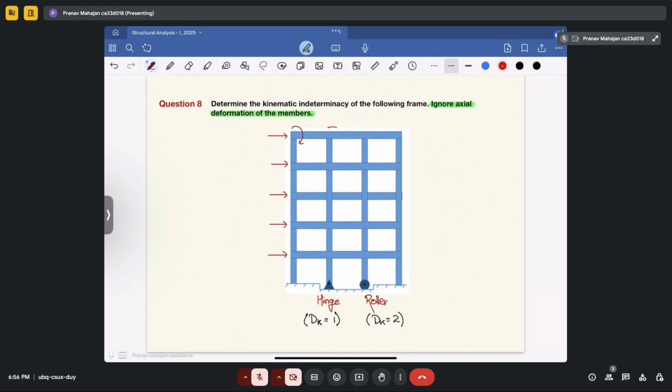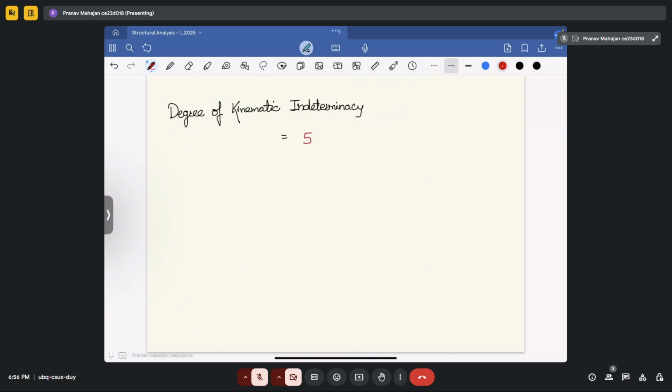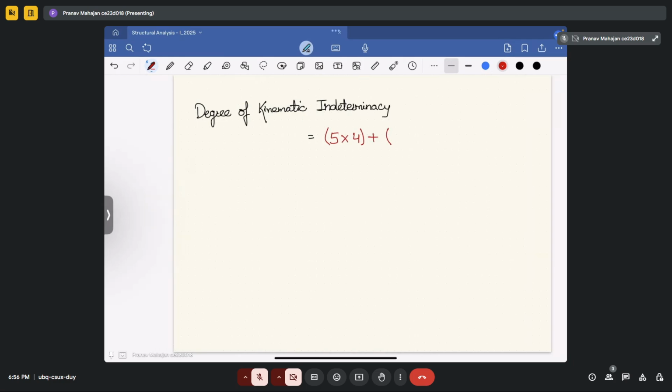So let me mark them at the joint, then it will be easy to understand. So yeah, at each joint you will observe one moment like this. So for every floor you are experiencing four unknowns due to moment. So these unknowns are for kinematic indeterminacy. So you are having five number of floors: one, two, three, 4, 5. So in 5 floors, 4 values are there due to moment, plus due to the horizontal forces. How many values are there?